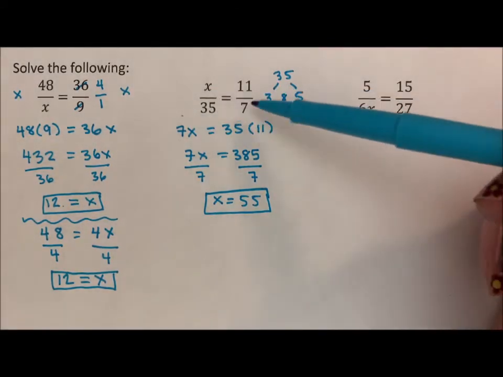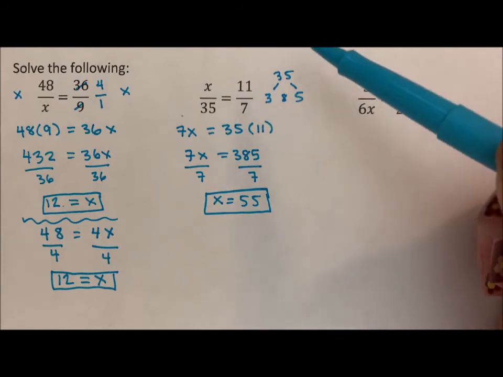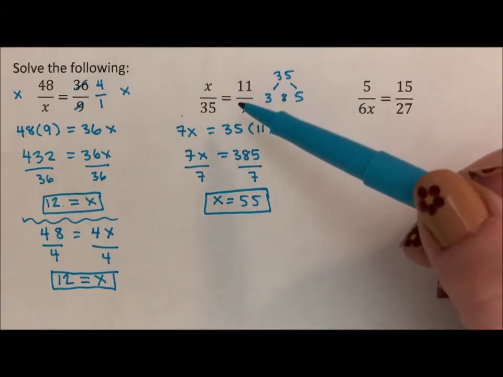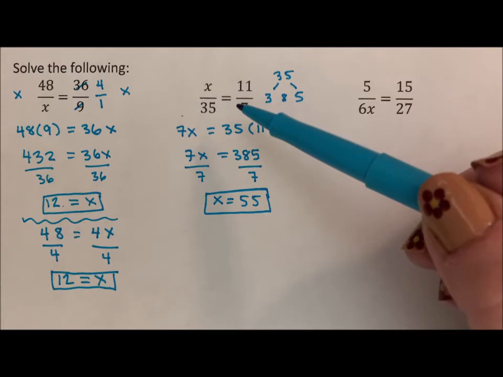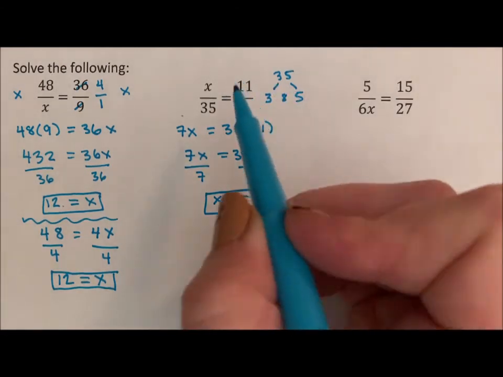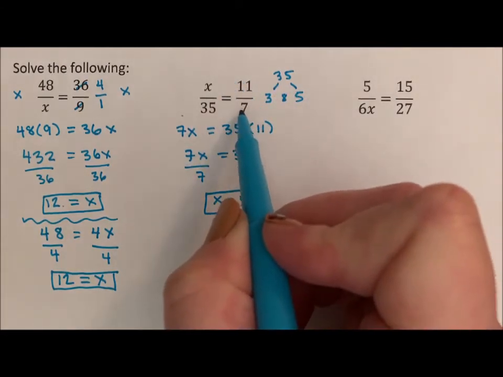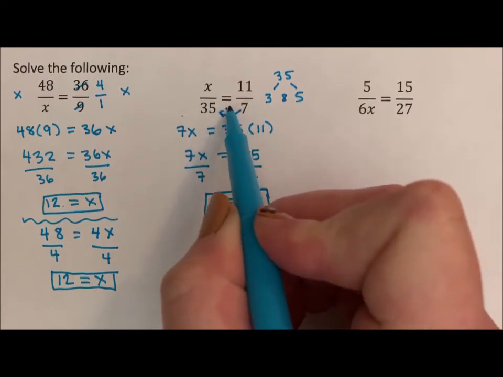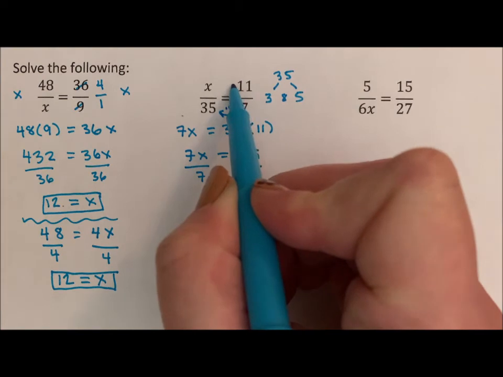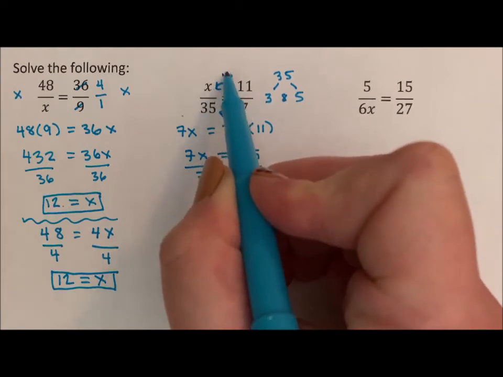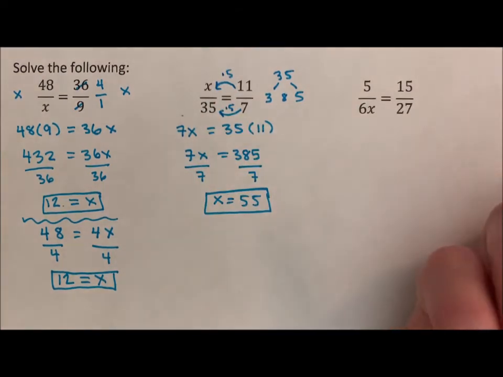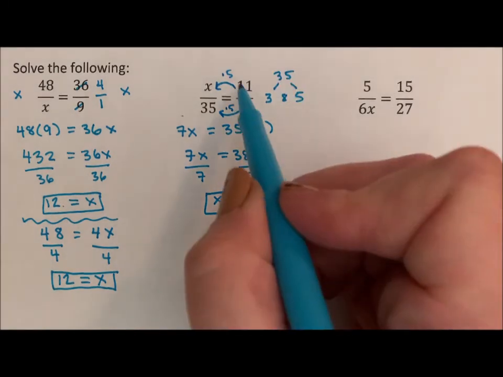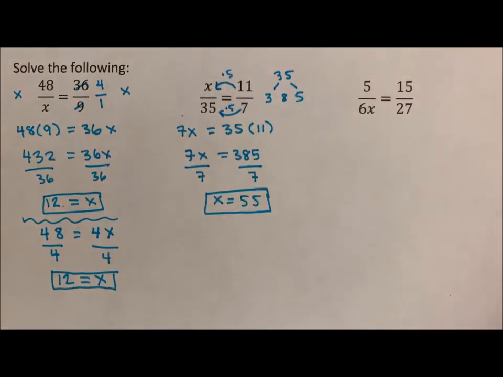One thing you can do with proportions is you might note that proportions are the same as equivalent fractions. So if we got from 7 to 35 by multiplying by 5, then we would have to get from 11 to x by multiplying by 5. They're equivalent fractions. So 11 times 5 is 55. That has to work. So that's another way you can do these proportions.